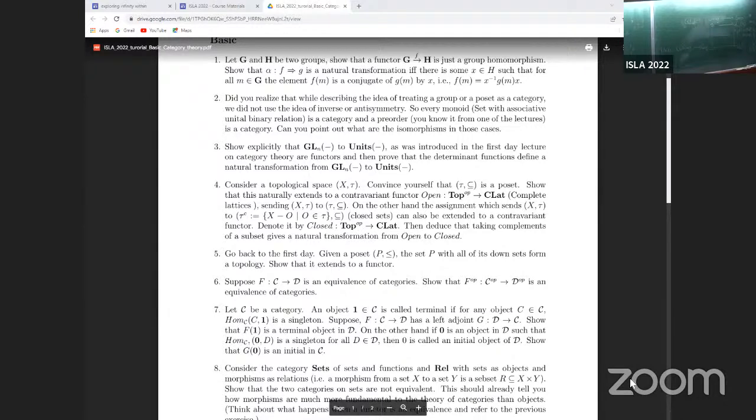It should be D goes to C. No. So it's given that it should go from C op to D op. So object to object map, morphism to morphism map. Okay. What's an object of C op?